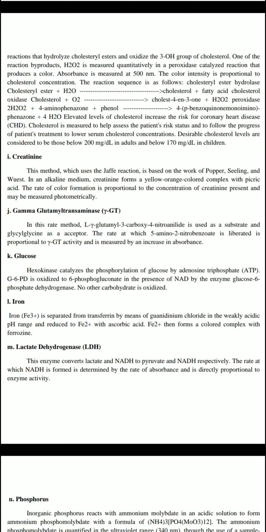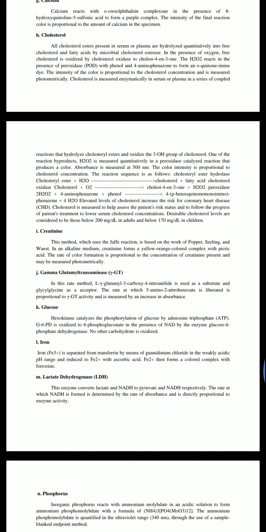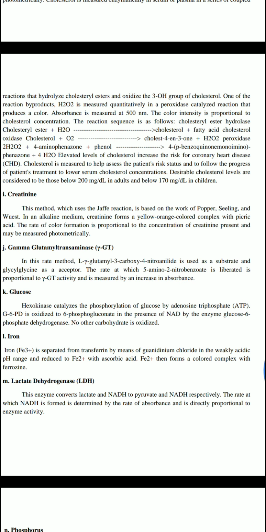Iron Fe3+ is separated from transferrin by means of guanidinium chloride in the weakly acidic pH range and reduced to ferrous Fe2+ with ascorbic acid. Fe2+ then forms a colored complex with ferrozine. Next test is for lactate dehydrogenase, that is LDH.